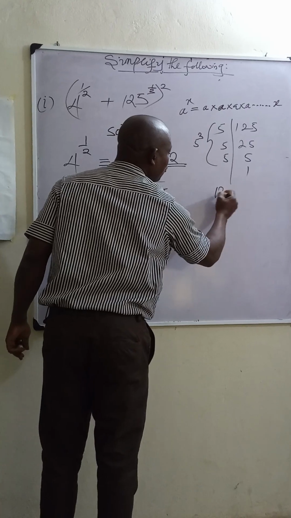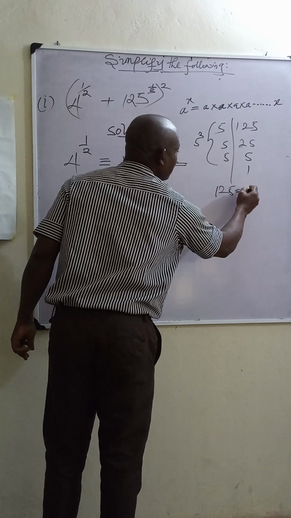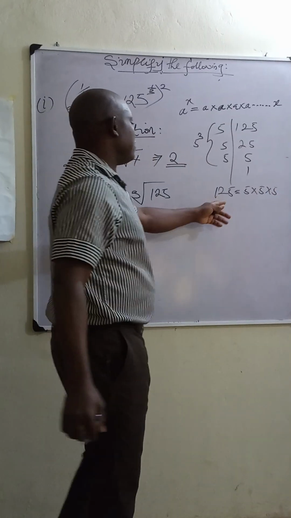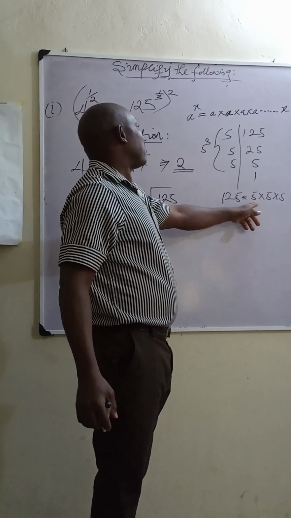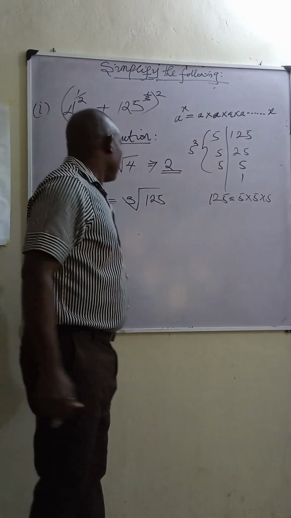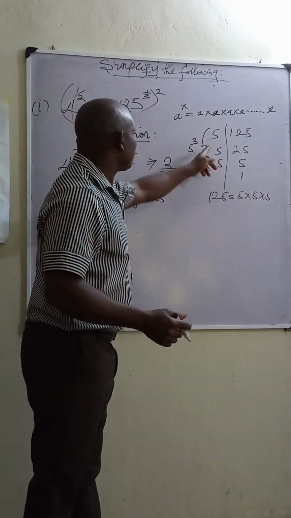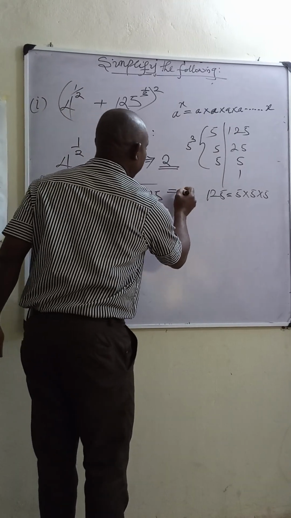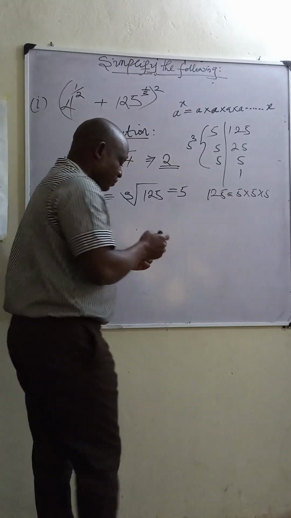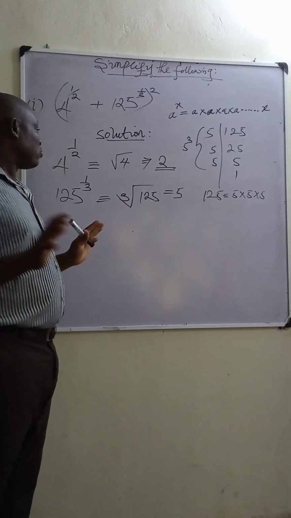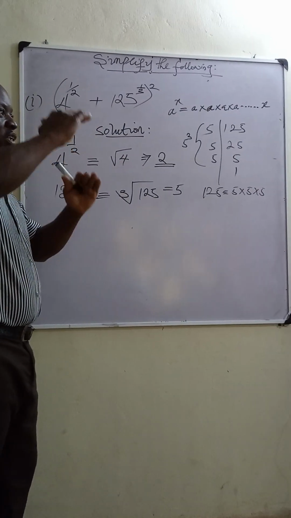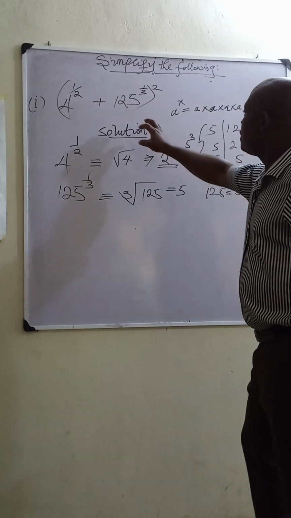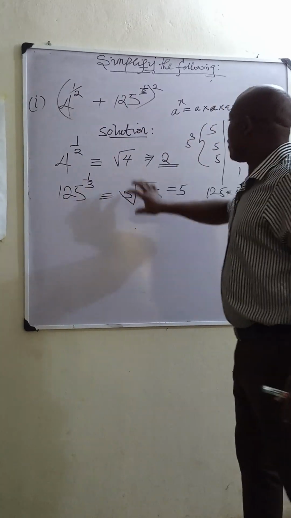Meaning that 125 is the same thing as 5 times 5 times 5. The number is 125, but the base is 5, and the power is 3. So with this, the cube root of 125 is 5. This is just very simple, but we are starting. Gradually, we'll get there. Now this equation has been reduced to this form.